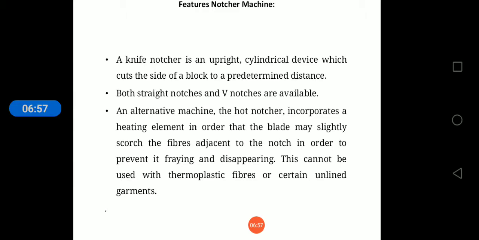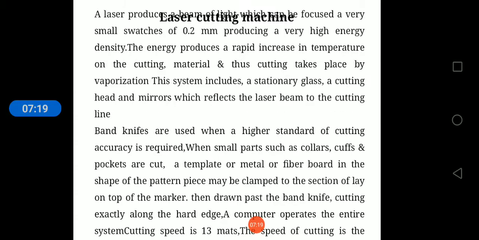An alternative machine, the hot notcher, incorporates a heating element so that the blade may slightly scorch the fibers adjacent to the notch in order to prevent it fraying and disappearing. This cannot be used with thermoplastic fibers or certain unlined garments.